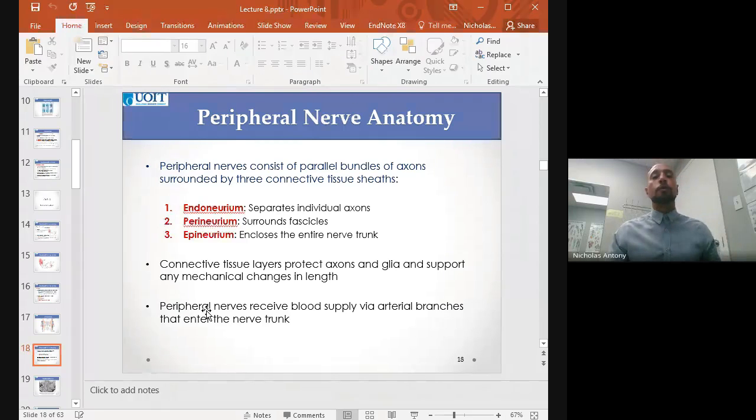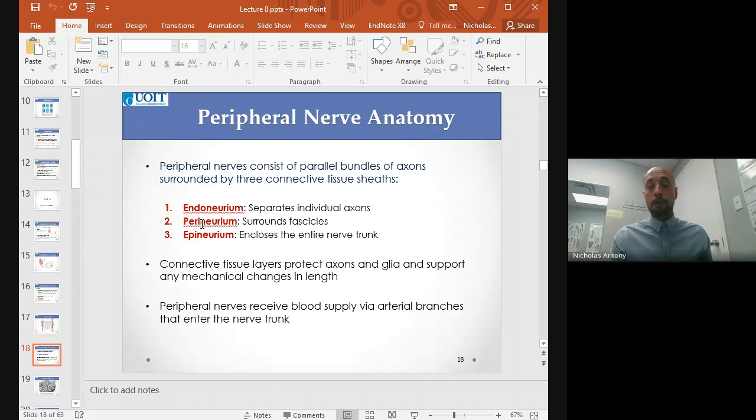Now let's quickly talk about the peripheral nerve anatomy. Peripheral nerves are bundled together, right? When we look at a nerve, it's like a wire. We talked about the three different connective tissue layers of the spinal cord. You guys remember that? Dura mater, arachnoid space. Now, there are also three layers of our peripheral nerves. They're connective tissue layers that are continuous with the dura mater of our spinal cord. Those three are our endoneurium, our perineurium, and our epineurium.